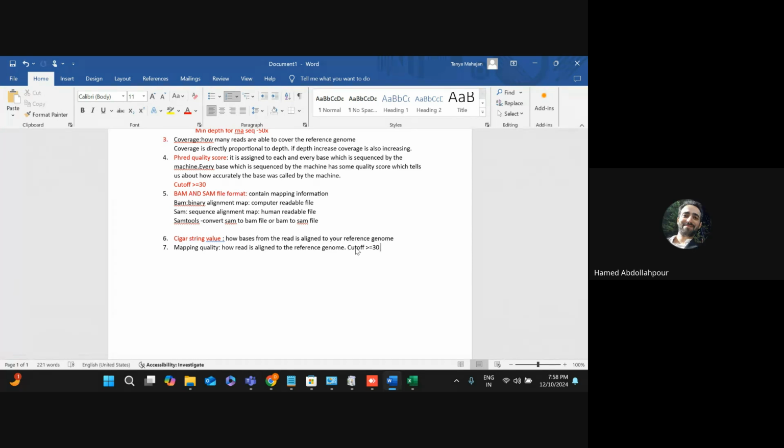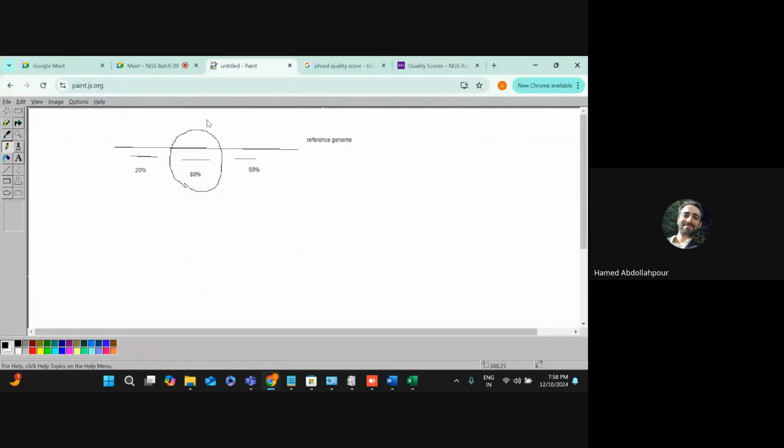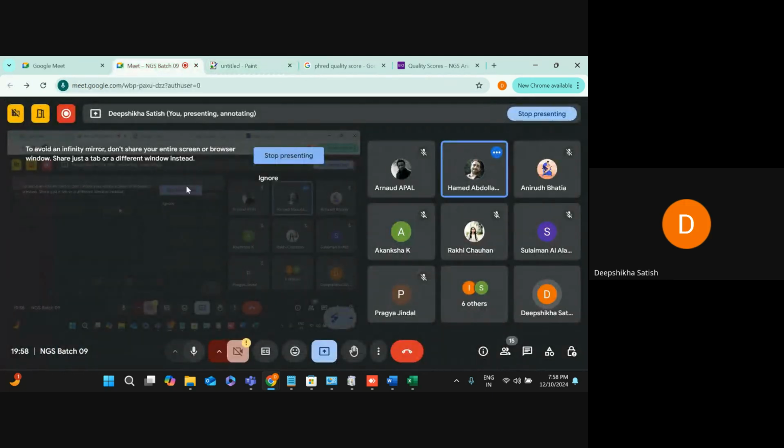Okay. And just sorry, how do we realize that this cutoff is more than 30? Is there any formula? No, we are putting the command in the tool. Whenever we are running the tool, I will guide you, I will tell you during the installation. Okay, thank you.